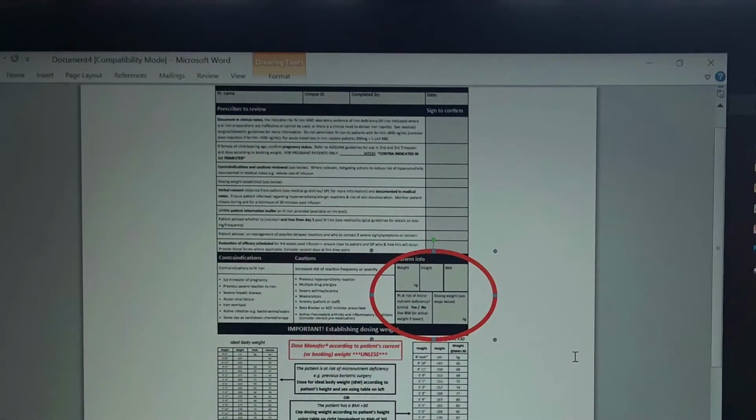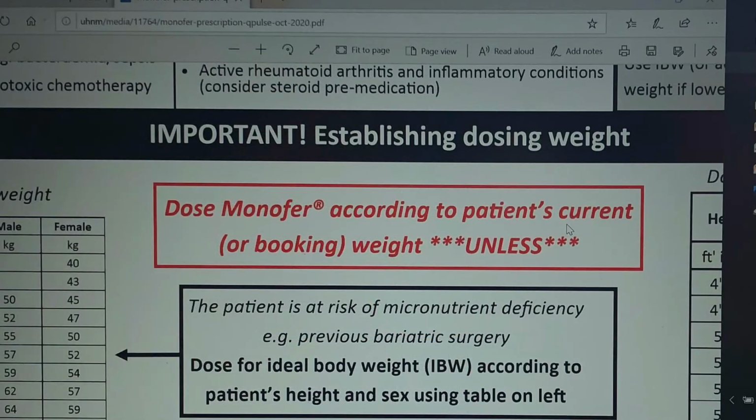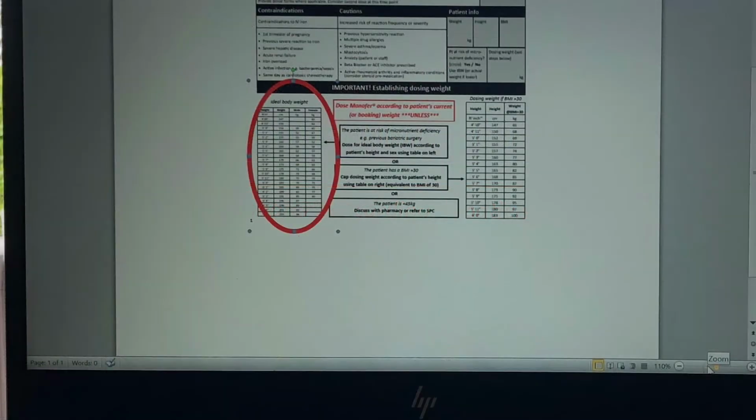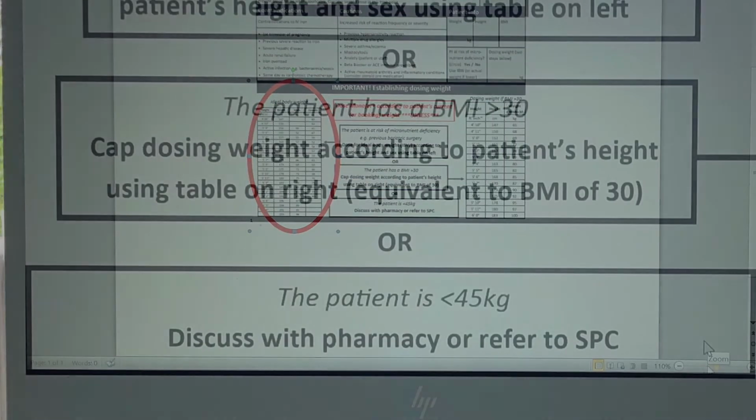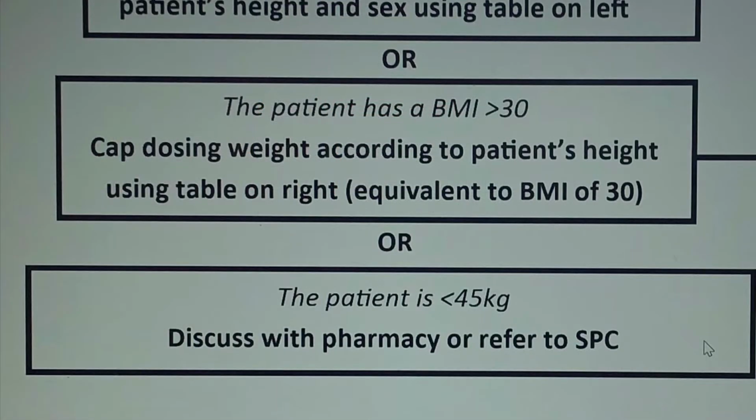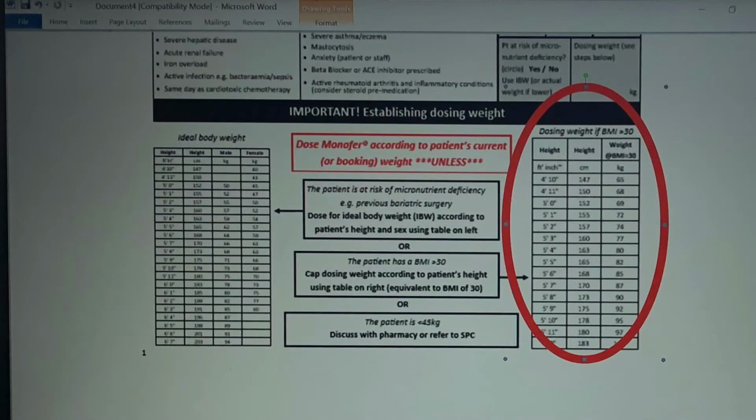You need to record the patient's current weight and their height so you can calculate the dosing weight. If a patient is at risk of micronutrient deficiency, then use their ideal body weight to dose according to sex unless their weight is lower. If the patient has a BMI above 30, you need to cap their dosing weight. Use the table at the right-hand bottom of the prescription chart to see if their weight exceeds a BMI of 30. This is your maximum dosing weight. For all other patients, use the actual body weight to dose.